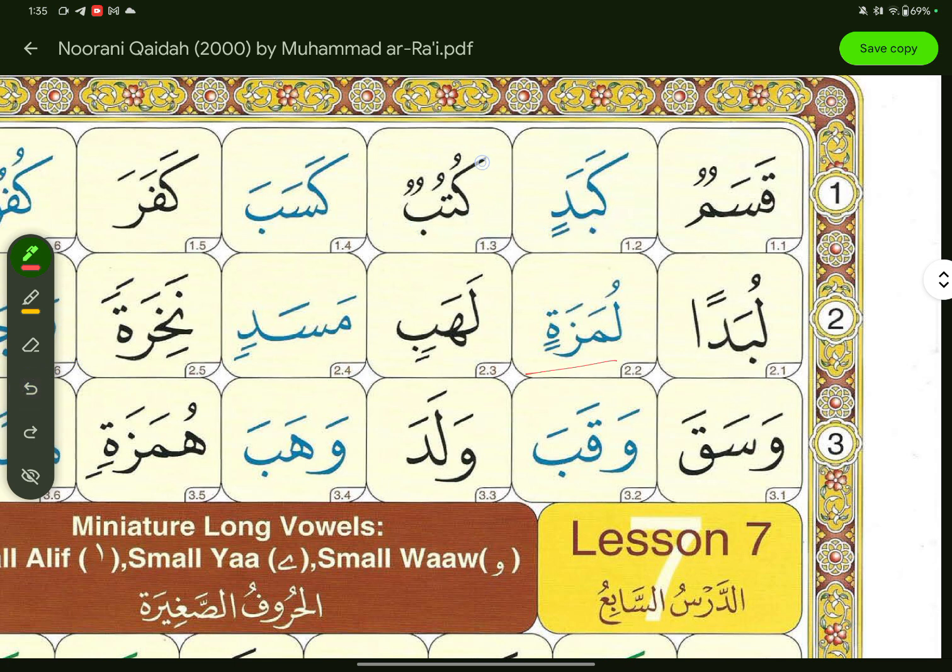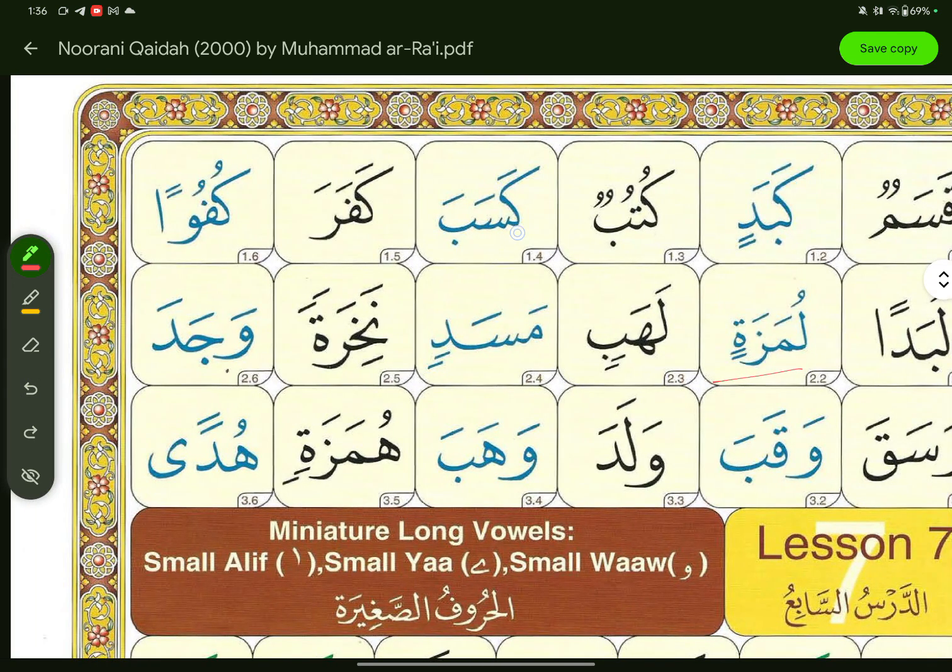Next one here. The kaf again. So this is kaf with a dhamma, ku. Ta with a dhamma, tu. Ba with a dhamma, tan. Bun, kutubun. All right. Kutubun. All right. Again. Kaf again. Sin again. Ba again. Kasaba, kasaba, kasaba. All right.